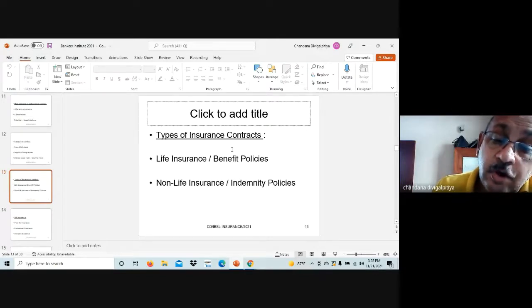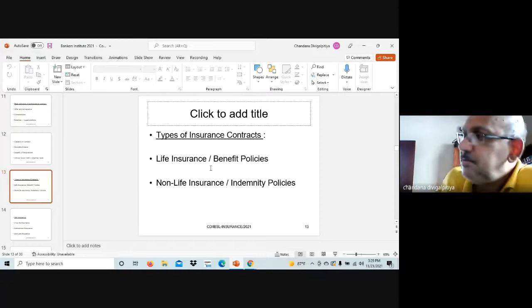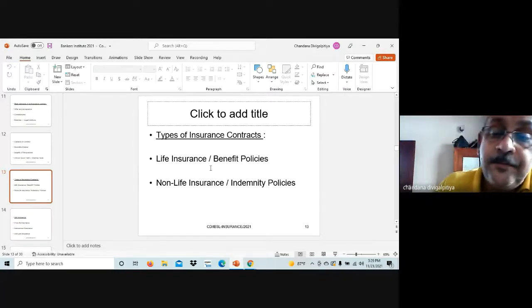That's why we call it a benefit policy. It's a benefit. Indemnity means you recover the loss only. So a life policy is a benefit policy, and a general policy is an indemnity policy. That's the difference, right? So put a dash here.